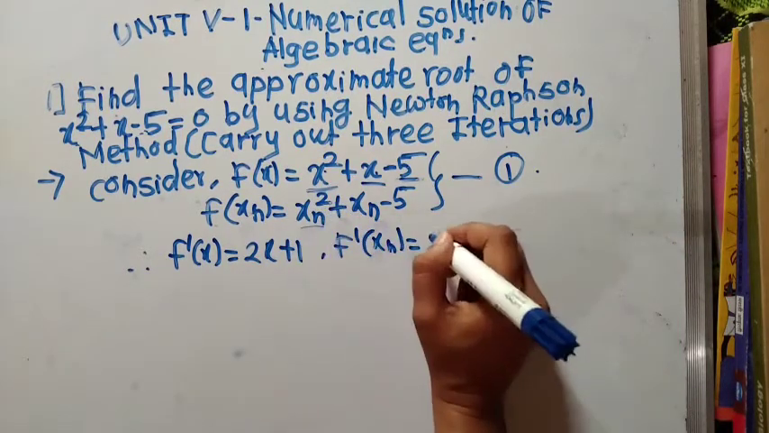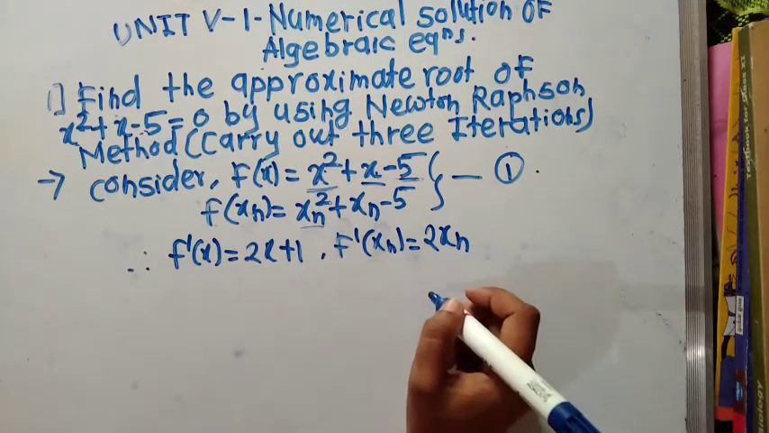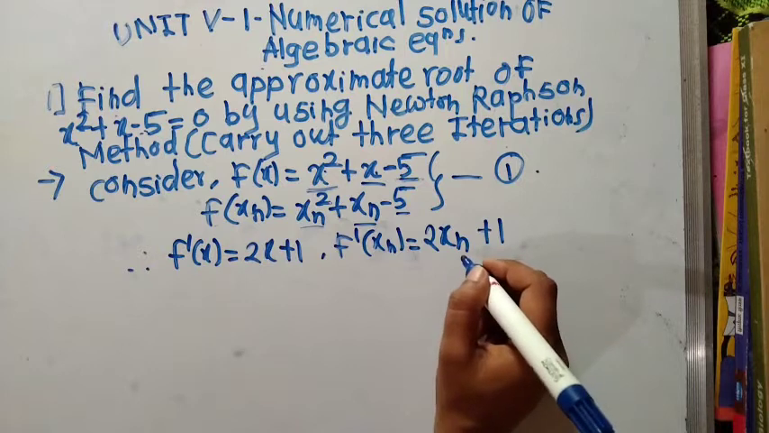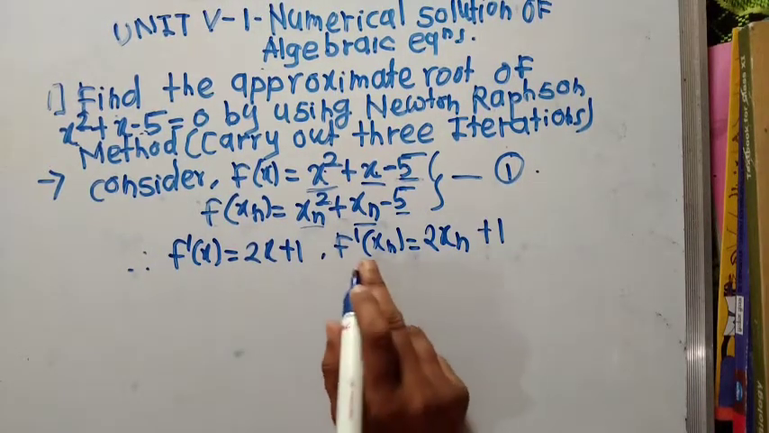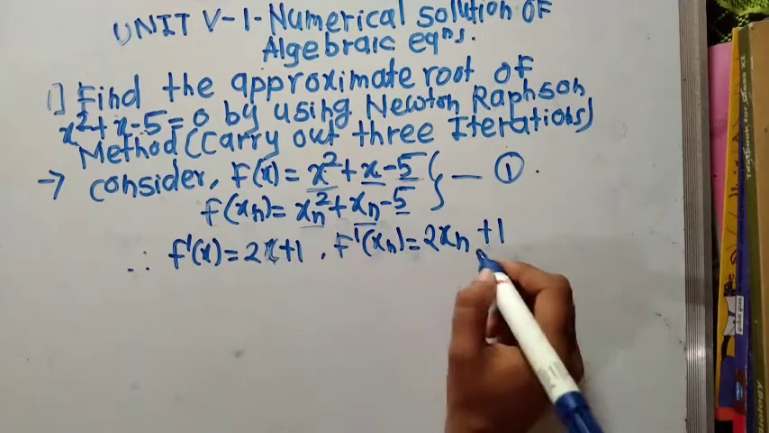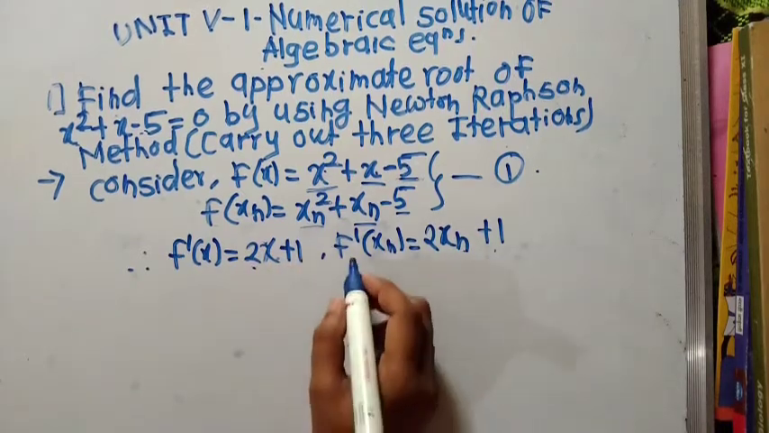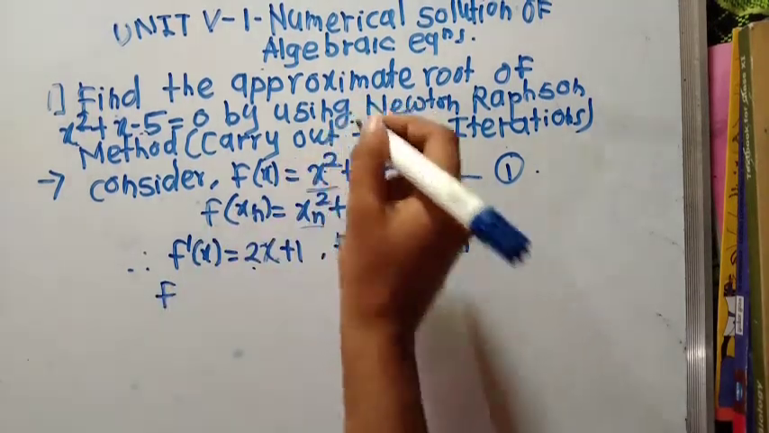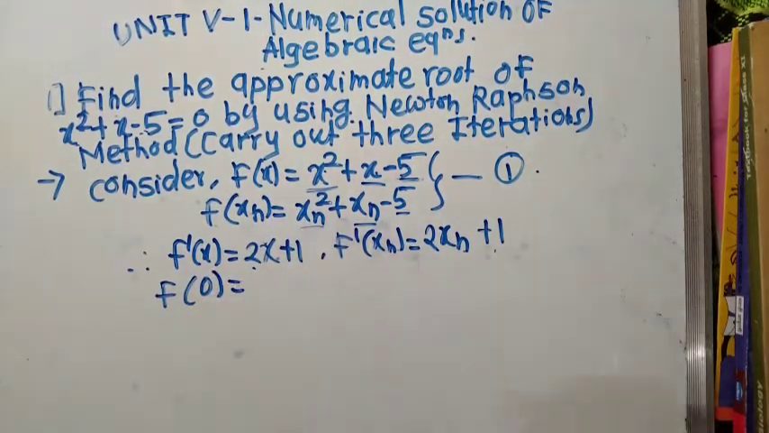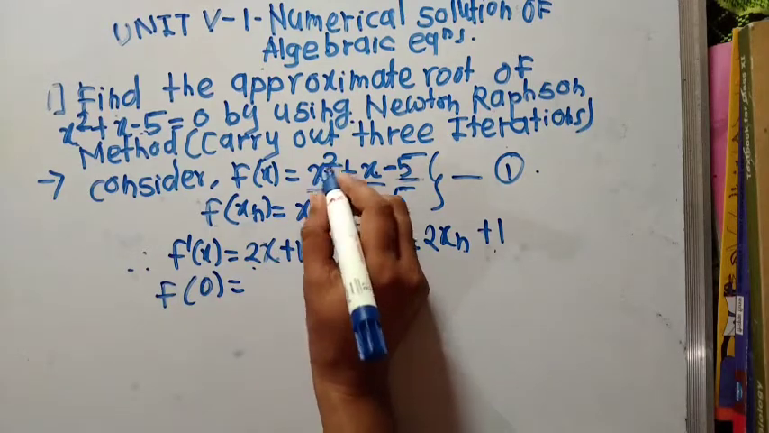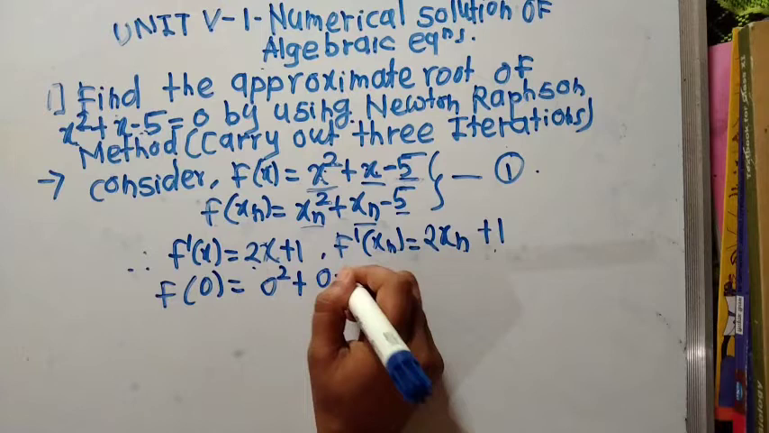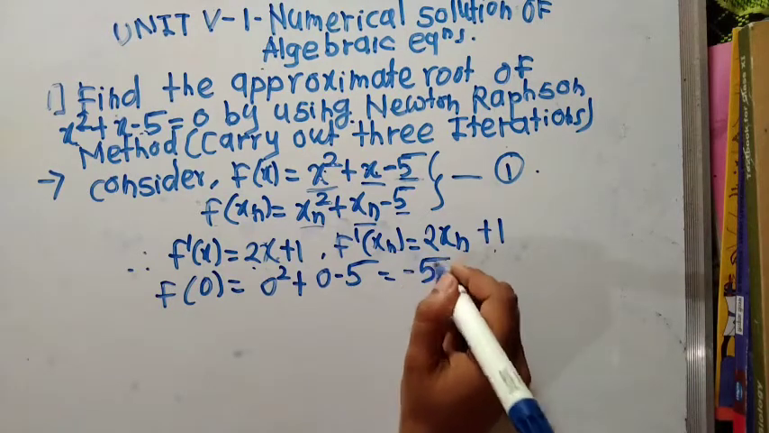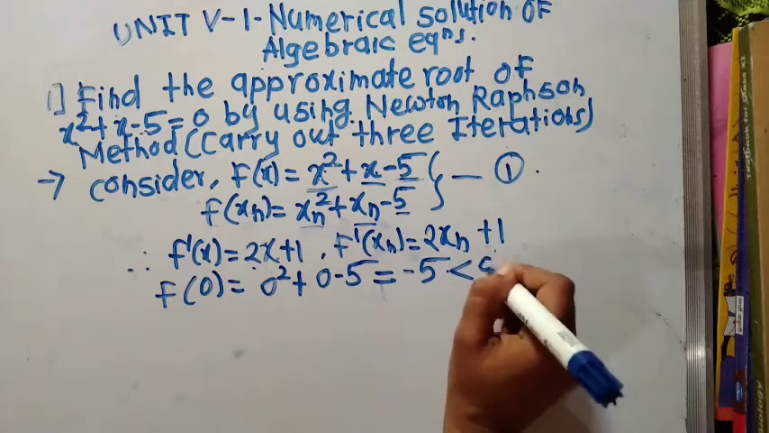So the derivative of x square is 2xn, the derivative of xn is 1, and the derivative of 5 is 0. So to find f dash of xn, just put xn in place of x, and the rest is the same. Then find out; the point is not given here, so first take the point 0. So f of 0 is equal to 0 square plus 0 minus 5, which is equal to 0 plus 0 minus 5 is minus 5, and minus 5 is less than 0.